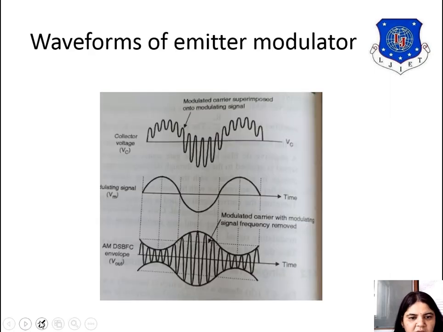So this is the waveform of the amplitude emitter modulator. This is the collector voltage, this is the modulating signal, and this is the envelope of the AM wave. So in the next video we will learn about the medium power AM modulator and the high power AM modulator.